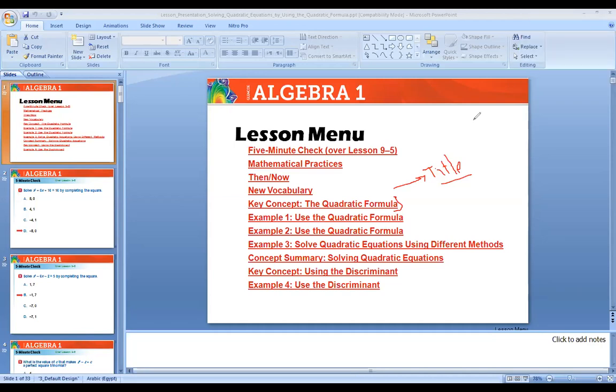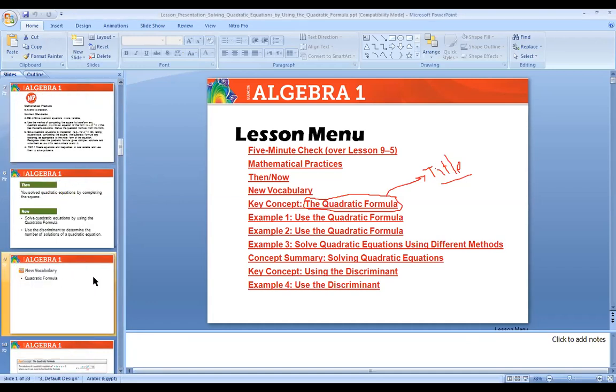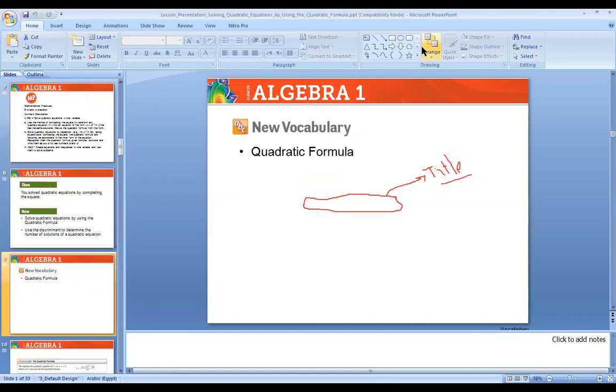Okay, let's start our session. Our session is talking about a very important topic, which is the general rule for solving quadratic equations. Pay attention with me. The quadratic formula.